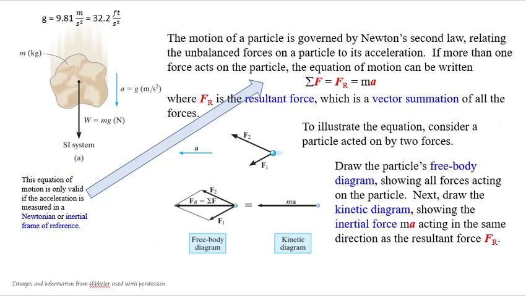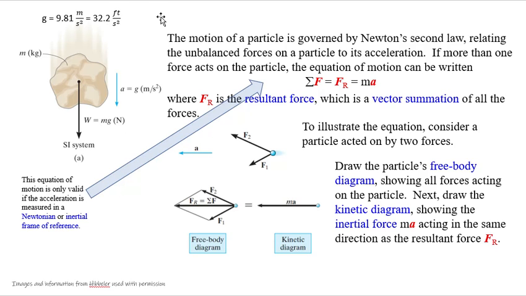So remember that we're going to be dealing with both common units and SI units. So our acceleration due to gravity is 9.81 meters per second squared. If I'm dealing with the common English units, it's 32.2 feet per second squared.